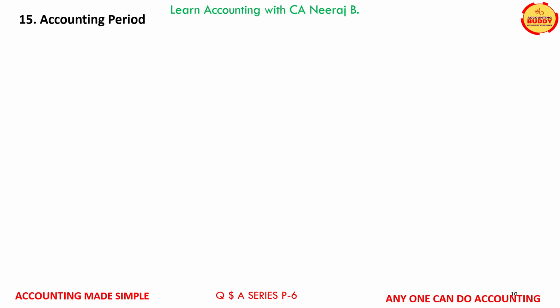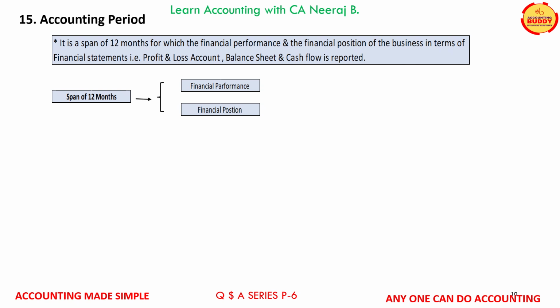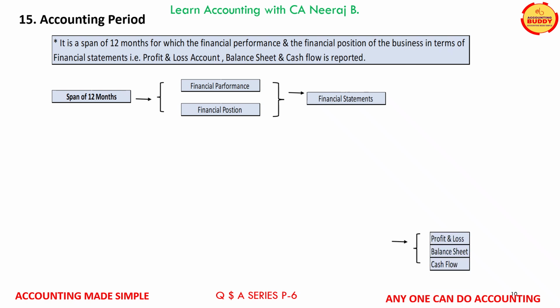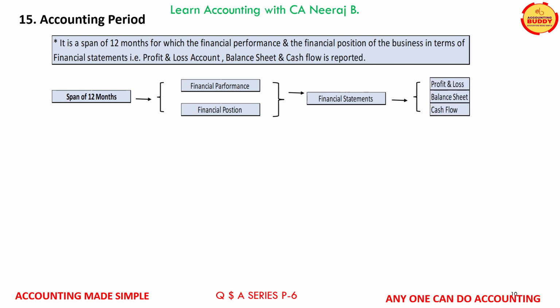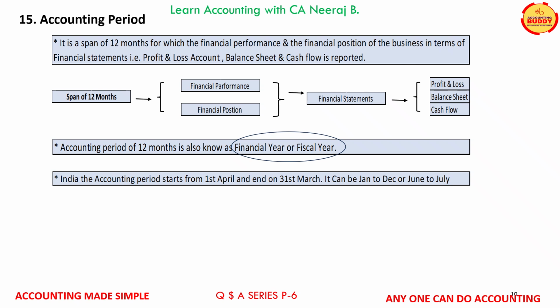The 15th accounting term which we are going to learn now is the term accounting period. Accounting period is a span of 12 months for which the financial performance and the financial position of the business is reported in the form of financial statements. And we know the financial statements are profit and loss account, balance sheet, and cash flow. Accounting period of 12 months is also known as financial year or fiscal year. It can be January to December or June to July. In India, accounting period is from April to March.